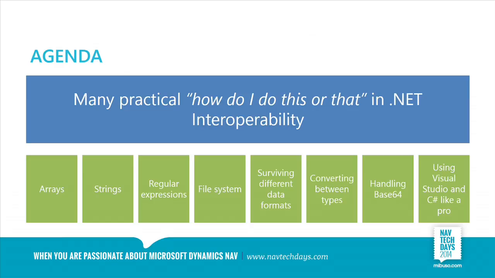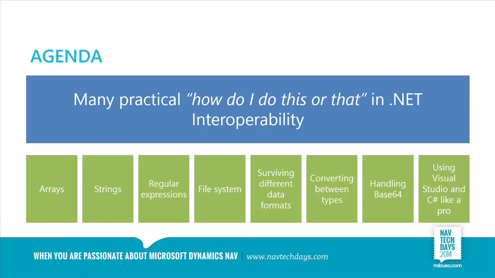So here we are going to cover a little bit about arrays. I will quickly explain why. Then strings, then regular expressions, file system. File system is important. Surviving different data formats, which I believe is relevant for us, the ERP people. Then how to convert between types, a little bit of that. Also how to handle base 64. This is probably both a useful and useless example because many people do not know what base 64 is, but I will explain. And for all of you who do, you will see how easy it is in .NET.